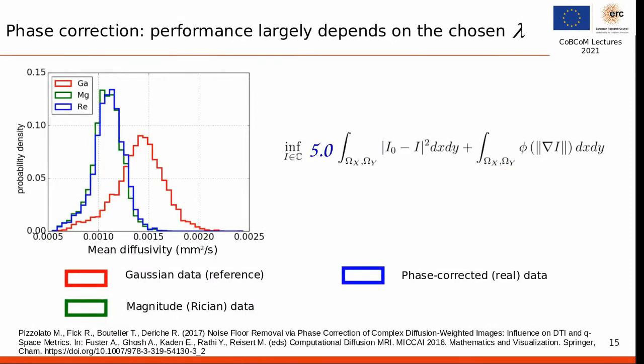However, this phase correction procedure is really dependent on the choice of this lambda parameter. So here I illustrate some histograms of the computed mean diffusivity for three different data sets. The first one is the red one, which is the Gaussian data set that is used as a reference. Here we can control the whole setup because this is simulated data. The second one is the green one, corresponding to the original magnitude image. And the third one is the blue, which corresponds to the phase corrected real data.